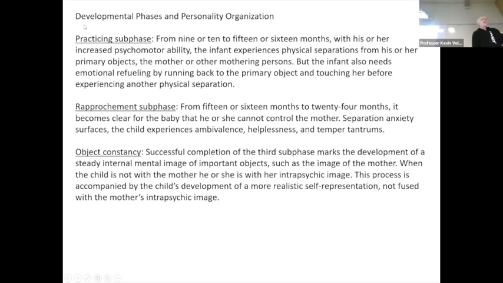The practicing subphase, from 9 or 10 to 15 or 16 months: with increased psychomotor ability, the infant experiences physical separation from his primary objects, the mother or other mothering persons. The infant also needs emotional refueling by running back to the primary object and touching her before experiencing another physical separation. So Freud wrote about this phase in the case of little Hans.